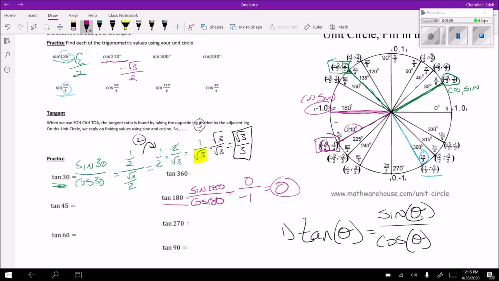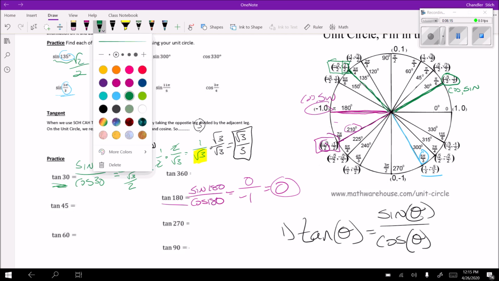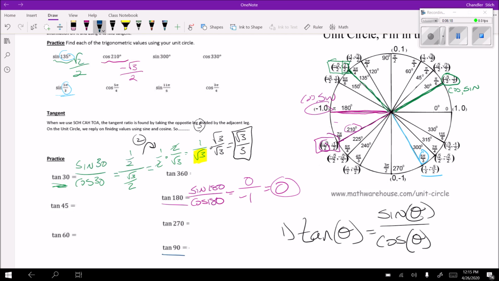Let's go tangent 90. Use dark blue here. So tangent 90. Here is 90 degrees. Here's my coordinate points. So again, sine over cosine would be sine of 90 over cosine 90. So that would be 1 over 0. Because I have 0 in my denominator, I don't like that, so therefore I say that it is undefined. I can say that it is undefined because I cannot have 0 in my denominator, and if you have that, you can just say it's undefined.